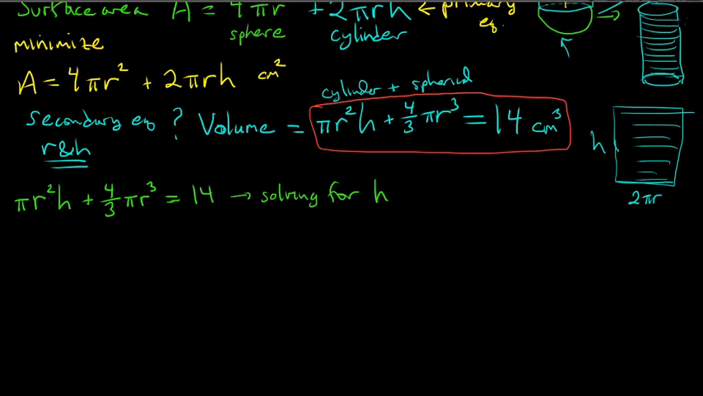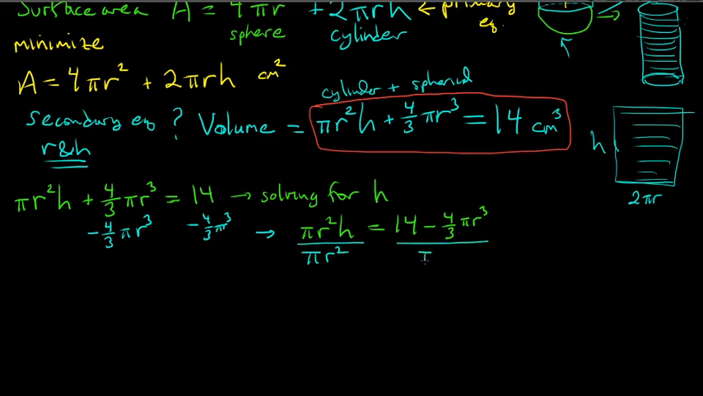So, how do we do that? Well, we have to subtract everything that doesn't have an h in it. The 4/3 pi r cubed gets subtracted from both sides, right? And then that gives us, let's see, pi r squared h equals 14 minus 4/3 pi r cubed. And if we want to solve for h, we might want to divide by pi. And while we're at it, the r squared as well. So these things just cancel. And there's our equation for h. I'll just write it down here. h is going to be 14 minus 4/3 pi r cubed, all divided by pi r squared.